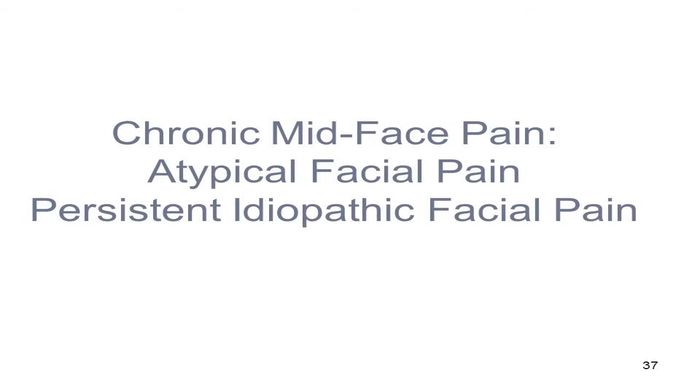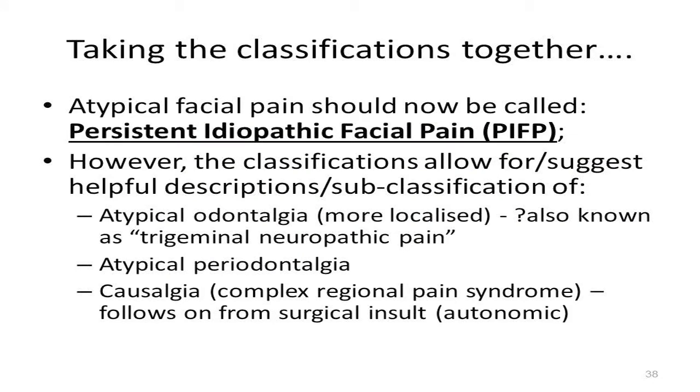So, cracking on, moving away from temporomandibular disorders to chronic mid-face pain. You will have heard in some quarters this called atypical facial pain. You might now hear of it called persistent idiopathic facial pain. I think there is an attempt within the classification to distill down that diagnosis to allow us to call something atypical odontalgia, where it's more localised to one or two teeth, atypical periodontalgia, where it's the gum, the supporting structure for teeth, that's involved, and then causalgia, also called complex regional pain syndrome, which tends to follow on from some degree of surgical insult, fracture, previous surgery, biopsy, or an extraction, and there are clear autonomic features to that particular presentation.